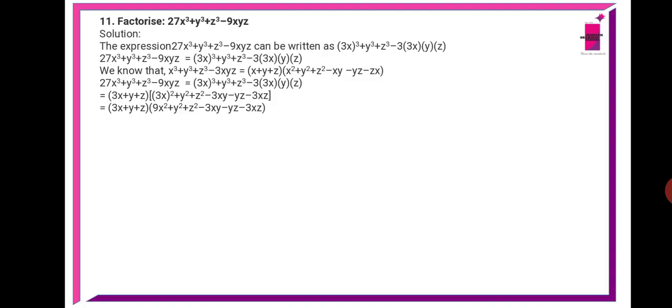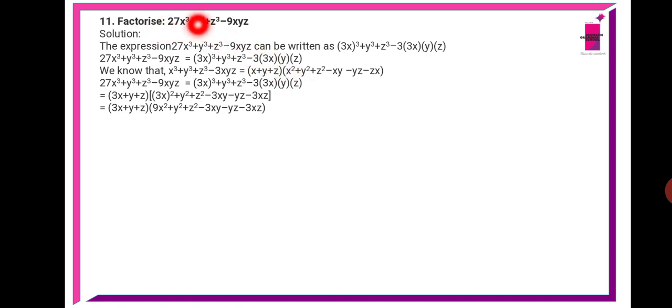So factorize 27x cube plus y cube plus z cube minus 9xyz. Here we are going to use the identity x cube plus y cube plus z cube minus 3xyz equals x plus y plus z into x square plus y square plus z square minus xy minus yz minus zx.